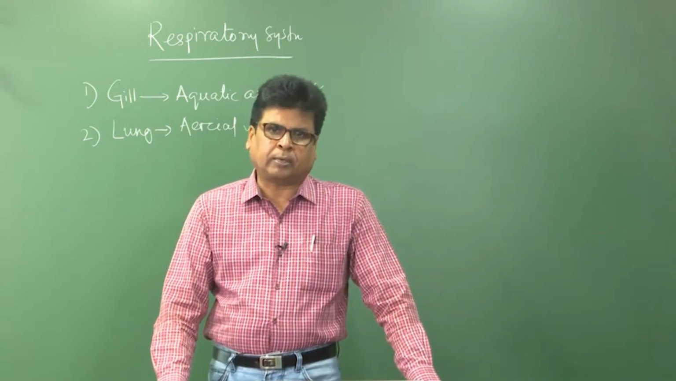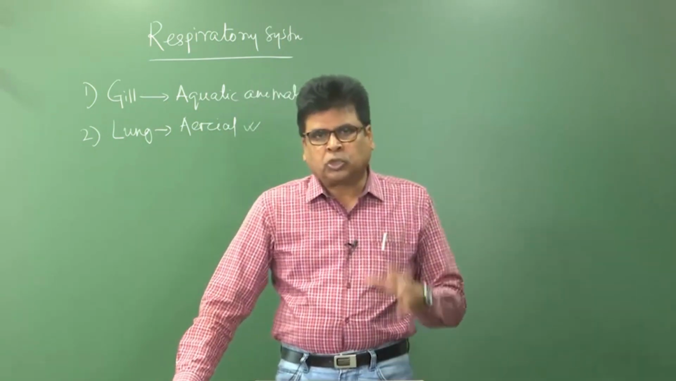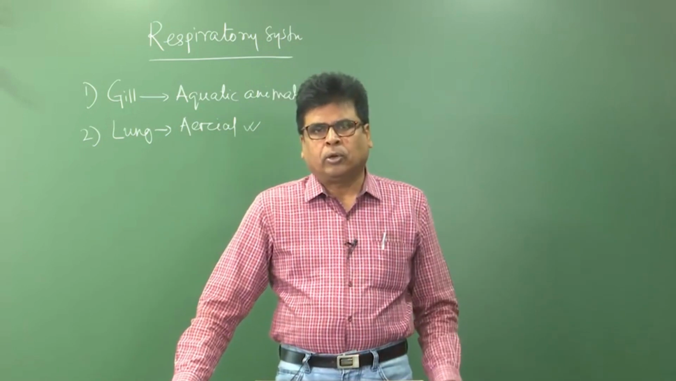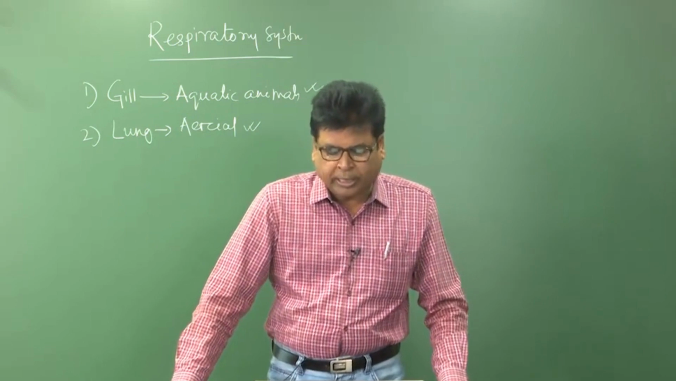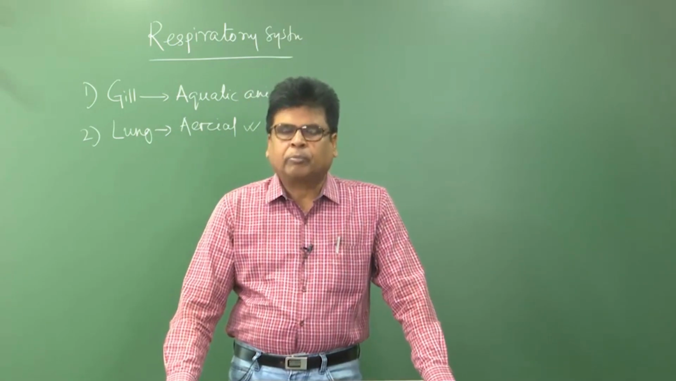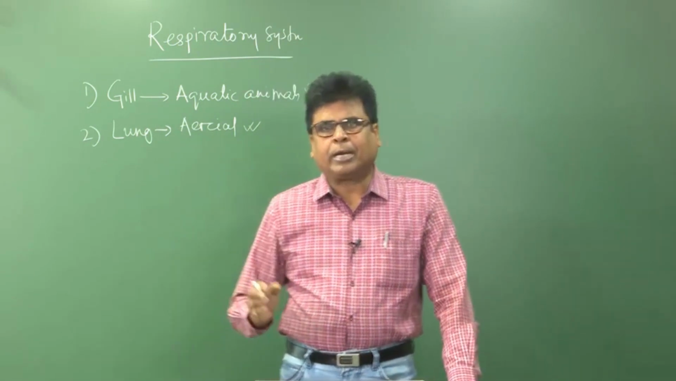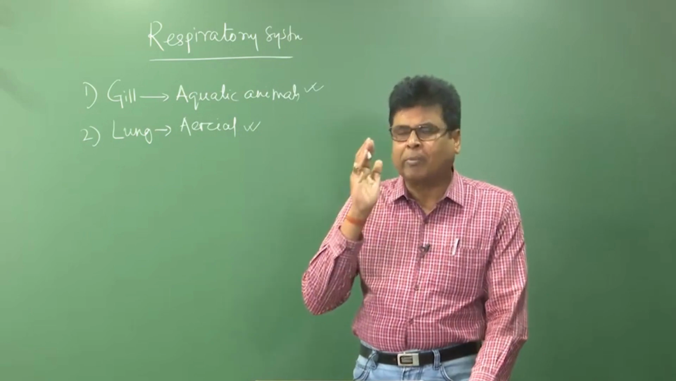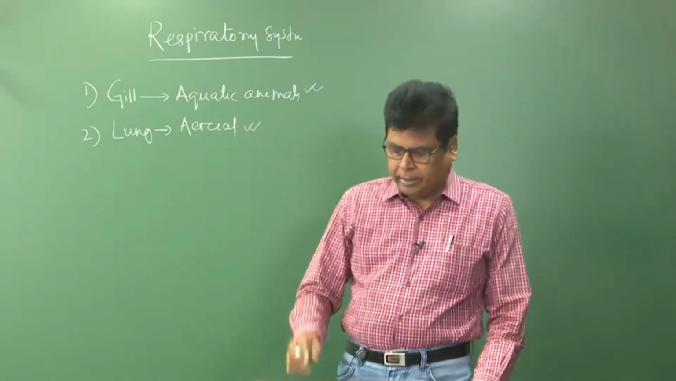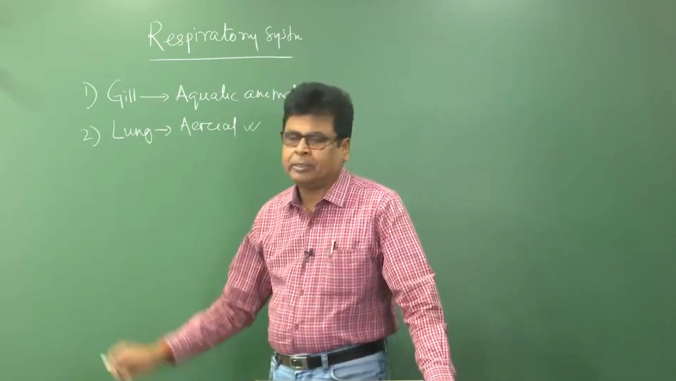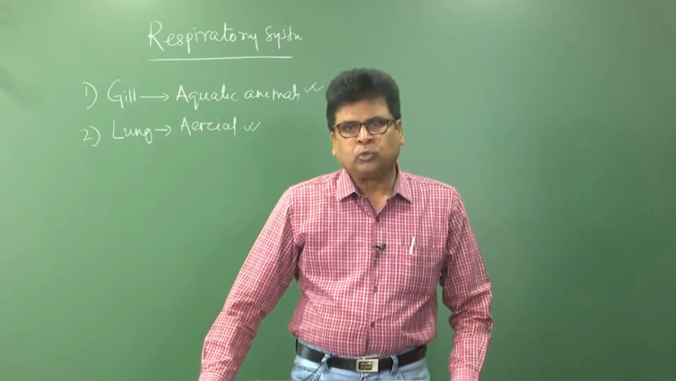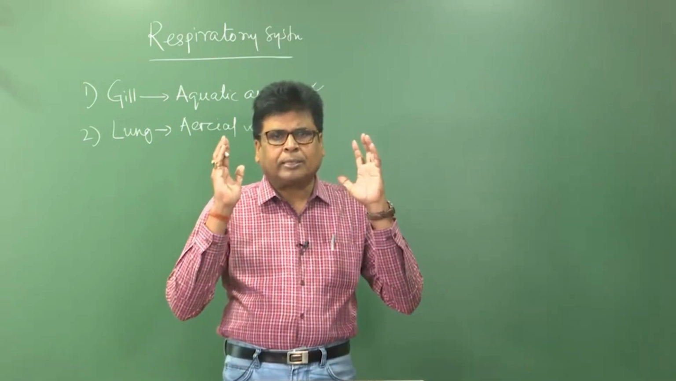Besides this, some vertebrates have accessory respiratory organs which also function for respiration. So, these are different types of organs, but basically you should remember that gills and lungs are the basic organs for respiration. Gills are found in aquatic and lungs are found in terrestrial vertebrates. So, now we shall see what is actually their working.